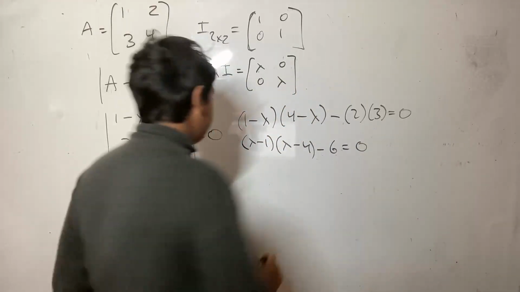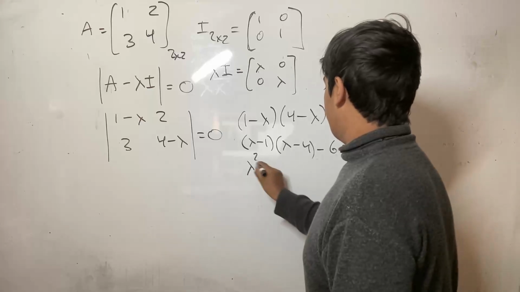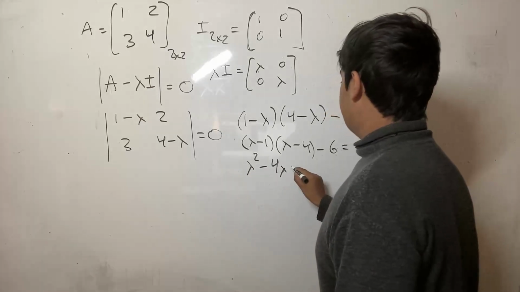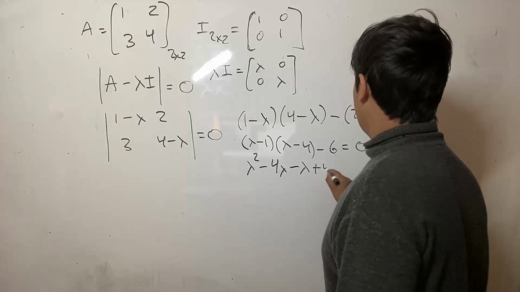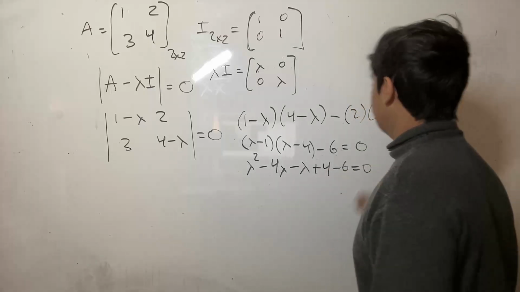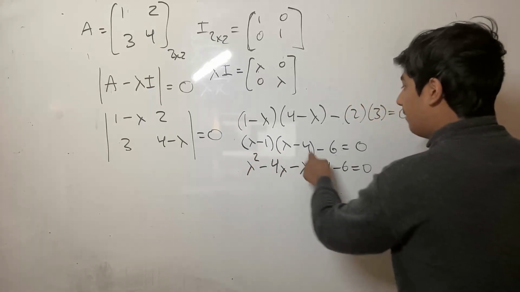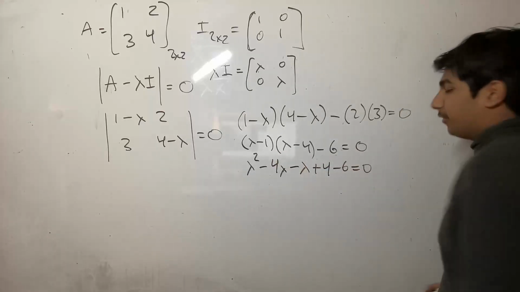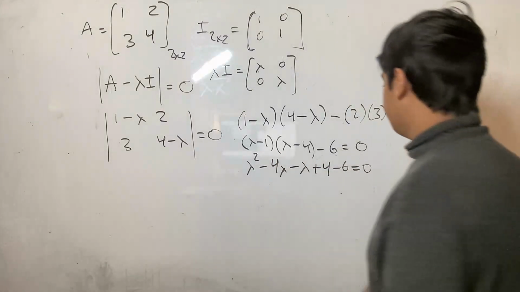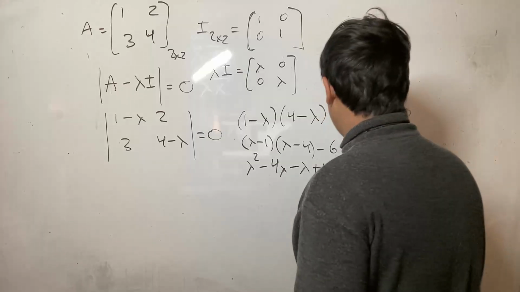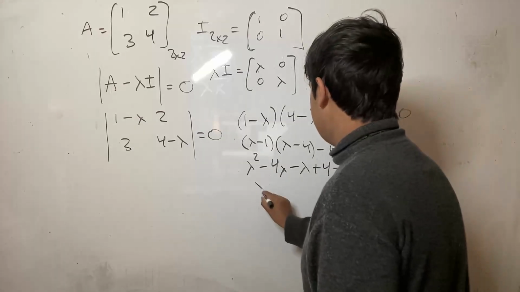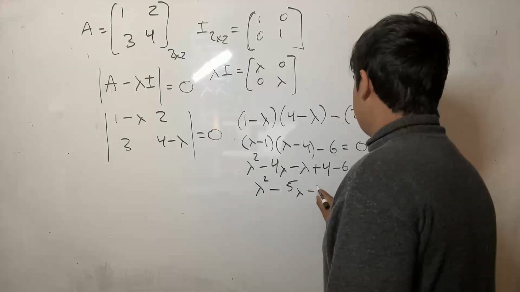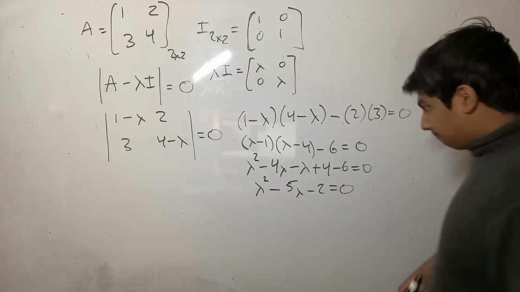Let's just expand this here. So we have lambda squared minus 4 lambda minus lambda plus 4 minus 6 equals 0. And just check if I did that. Lambda squared minus 4 lambda minus lambda plus 4 minus 6 equals 0. Again, it's important to check your work as you do this. And so now we'll see that this will be lambda squared minus 5 lambda minus 2 equals 0.